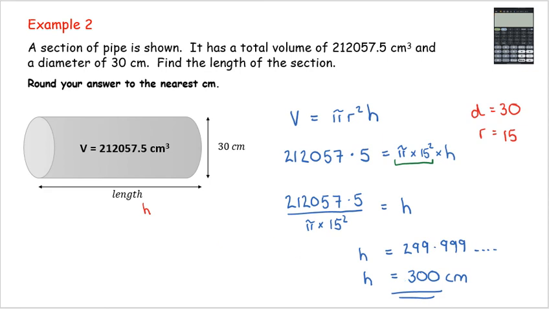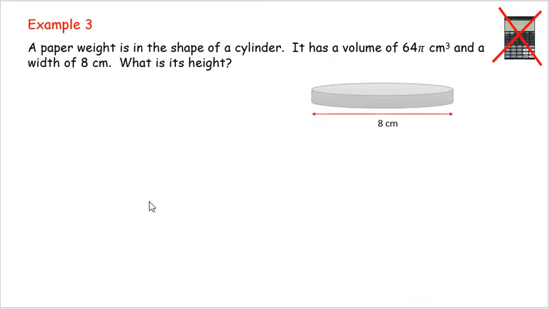And the final example is one where we're not going to be using our calculator. So we might have to do a wee bit of something different in this question. However, the procedure will still be very similar. So example 3, we're given a paperweight and it's in the shape of a cylinder. It's got a volume of 64 pi cubic centimetres and a width of 8 centimetres as it's shown in the diagram. We want to know what the height of this cylinder is.